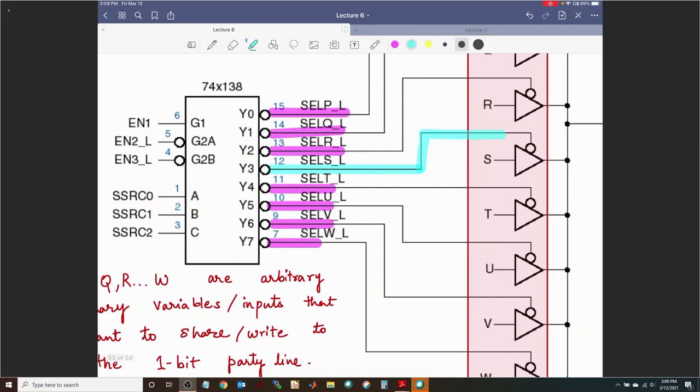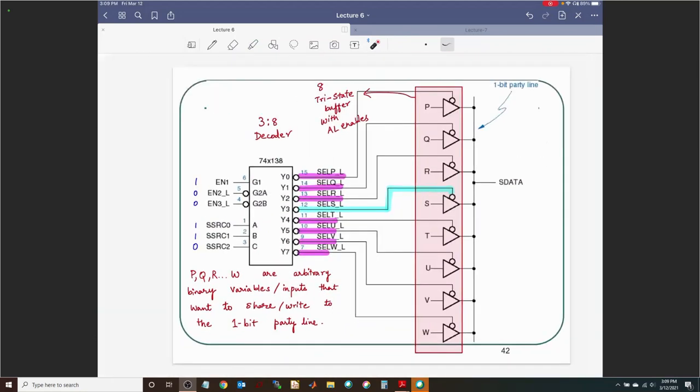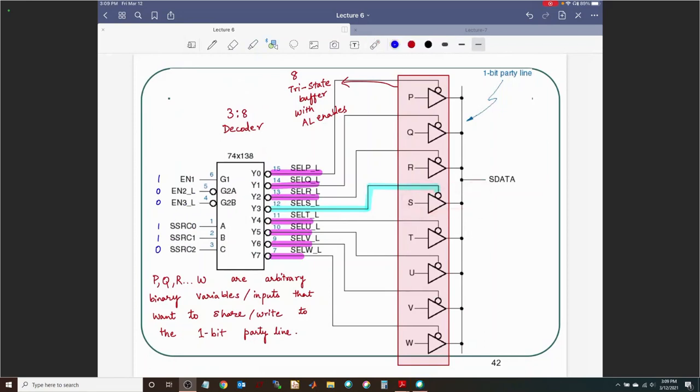And if you track it down, you see there was a bubble there, there was a bubble there. So an active low output here is an active low input over here. So the two bubbles sort of are canceling out. And an active high output here would make that enable active high, which means only this particular buffer is going to be in the non-high impedance state. So only this guy is going to be active. But all the other 7 tri-state buffers are actually in the high impedance state, which will make them disconnected from the S data line. So now S data will simply equal S. So whatever S is, it's a binary input variable, right? So whatever S is, 0 or 1, S data will be 0 or 1.